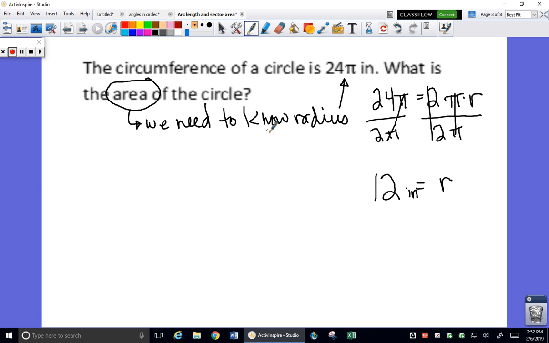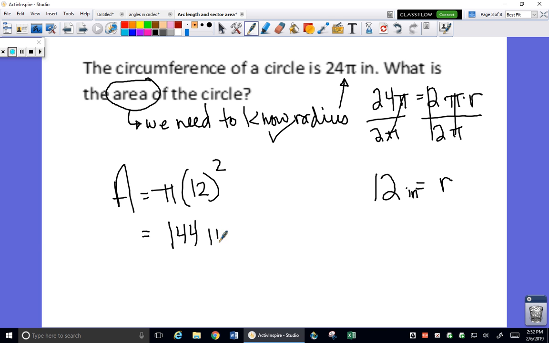So now that I know the radius, I can find the area, which is pi times the radius, in this case 12, squared. We square 12 and get 144 pi square inches. Now, just for fun, let's plug this into our calculator so that we can get a decimal approximation, which is approximately 452.389, depending on how many places you want to round to. That's rounding to 3 decimal places.